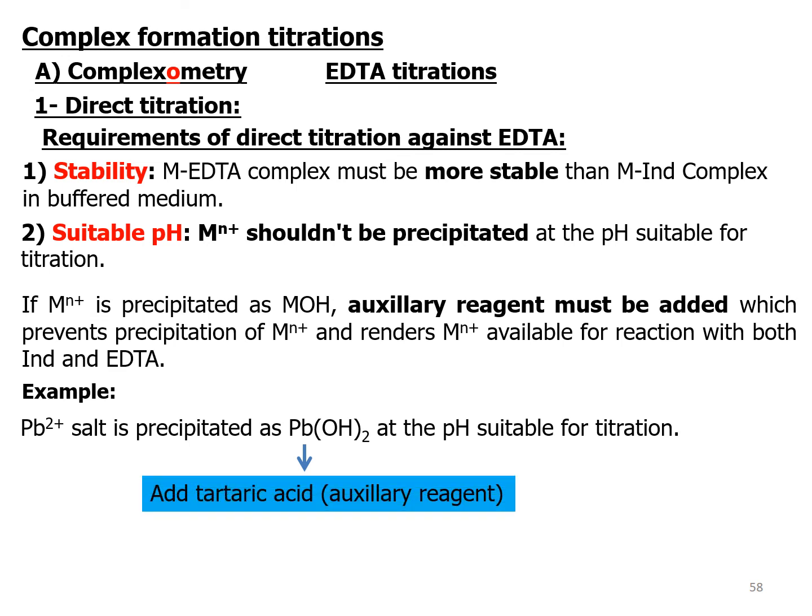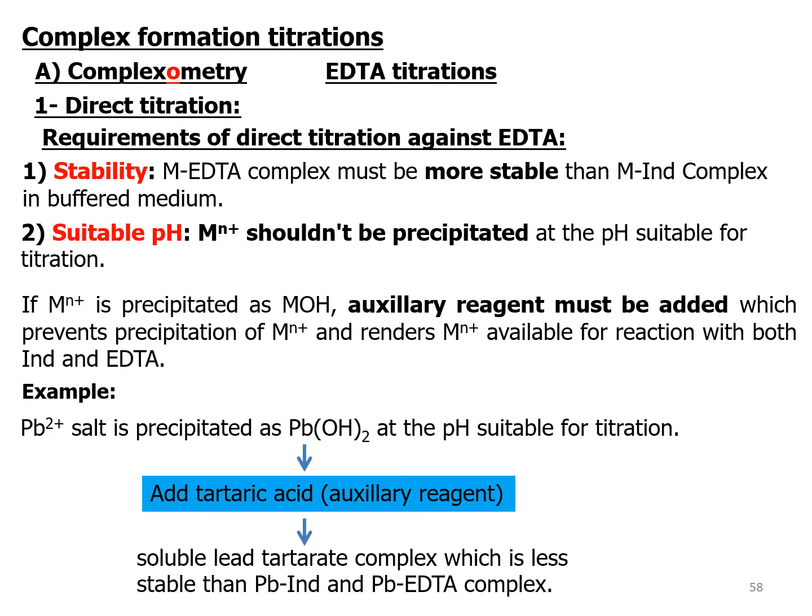What should we do? We should add something like tartaric acid, which is an auxiliary reagent, to form a soluble lead tartrate complex, which is less stable than the lead-indicator complex, and eventually also less stable than the lead-EDTA complex.